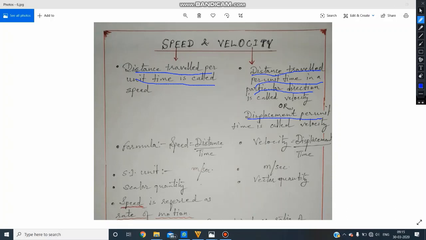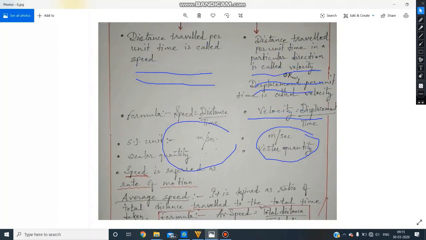Following the definitions, the formula for both the quantities stands as speed is equal to distance by time and velocity is equal to displacement by time. Some more bullet points we have discussed about these topics. Let's have a look over these bullet points.